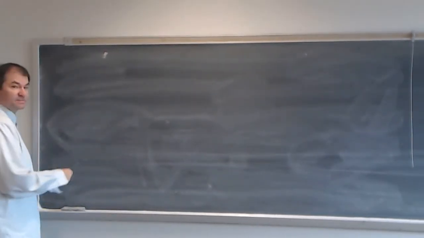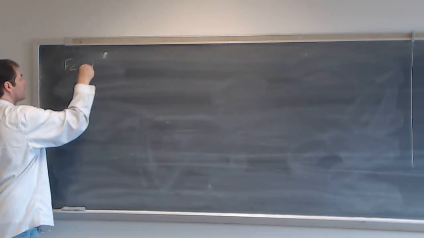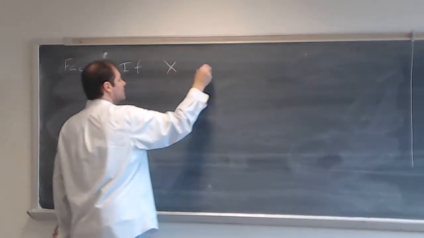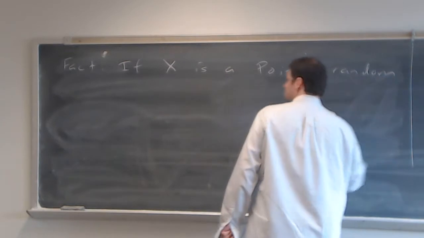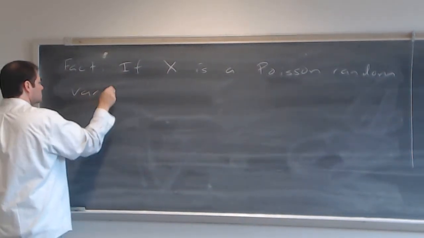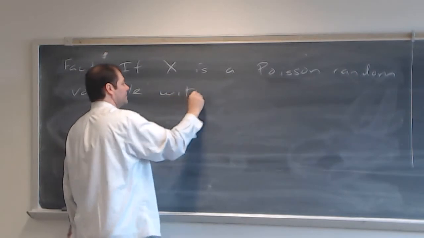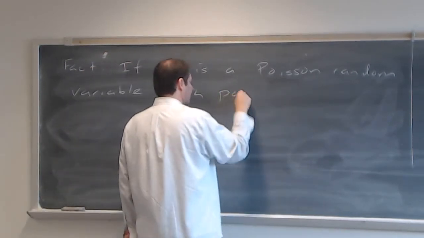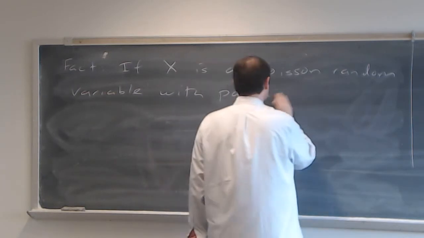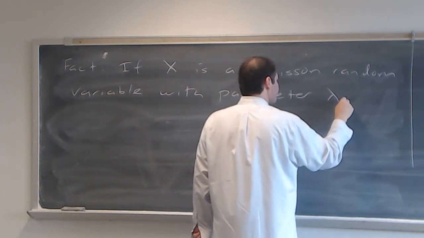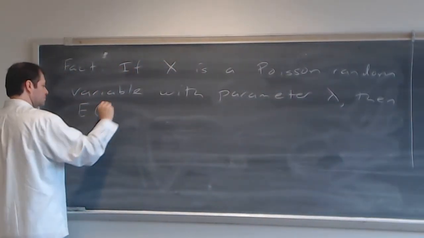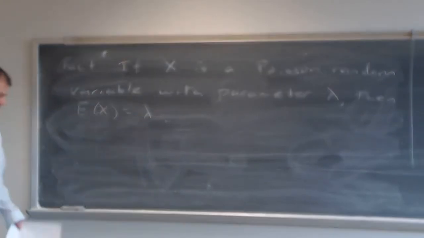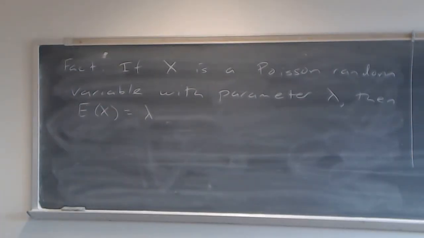Okay, next we want to look at the expected value of a Poisson. So as a fact, if X is a Poisson random variable with parameter lambda, then the expected value of X is equal to lambda. Let us prove that.